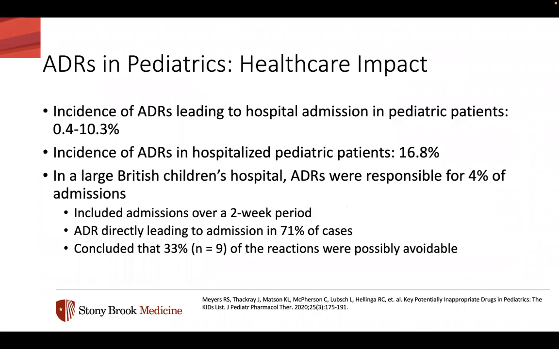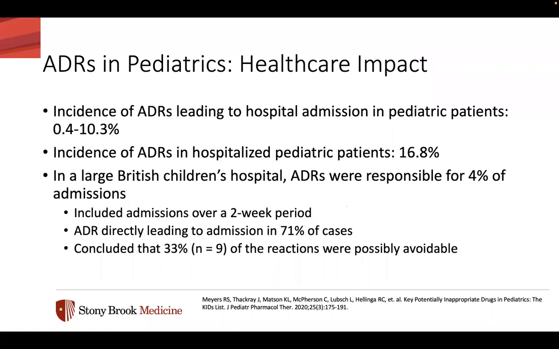Now, we're going to talk about adverse drug reactions in pediatrics and their healthcare impact. The incidence of adverse drug reactions that lead to hospital admission in pediatric patients ranges from 0.4 to 10.3%. This data comes from different studies. It really depends on the study that you're looking at, and it is a pretty big range, but 10.3% is a pretty high percentage. The incidence of adverse drug reactions in hospitalized pediatric patients is even higher at 16.8%.